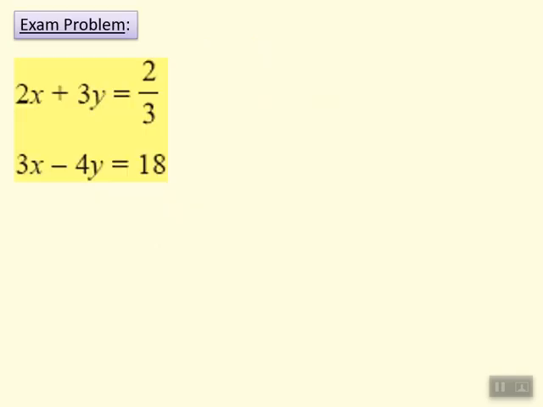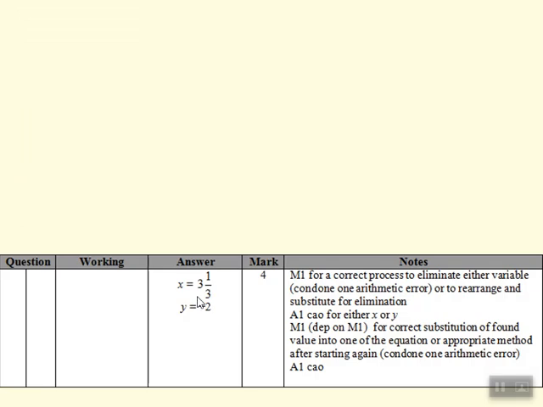Okay, here's a question for you. This one's a tricky exam question. Have a go at it. Pause the video now. Have a go on your own. See if you get it right. Okay, so these are the answers. So the answer is x is 3 1/3, or you could put 10 over 3. That would be acceptable, I think. And then minus 2 is for y, okay?